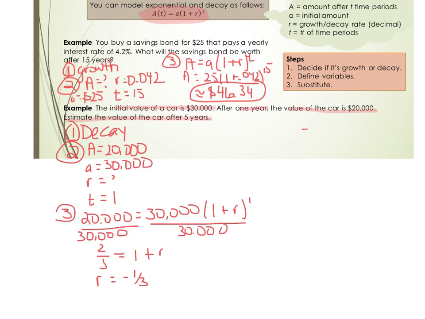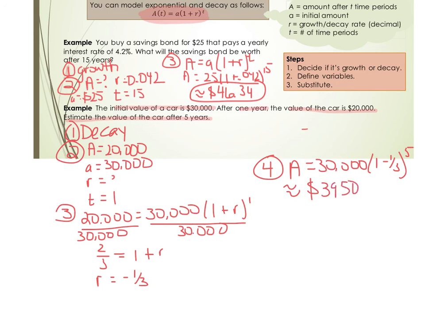Now we have all the information to find the value of the car after 5 years. So we have big A equals our initial amount, which would be 30,000, times 1 minus 1/3, to the 5th. And then I would type it into a calculator exactly like you see. And hopefully you find a total of $3,950.62.